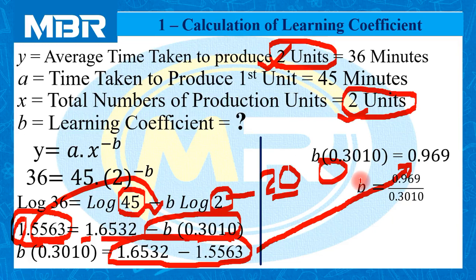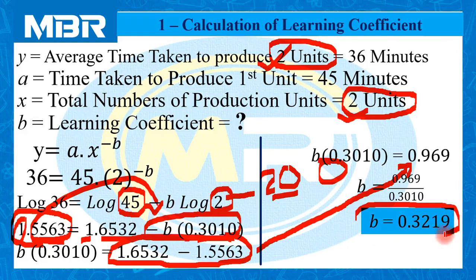Now change the side of 0.3010. At present it is in a multiplication, so when you change the side, it is in a division. b is equal to 0.969 divided by 0.3010, and the value of b will be available to us, and it is 0.3219. This 0.3219 is known as the learning coefficient, and this learning coefficient is applicable in the rest of all other calculations.